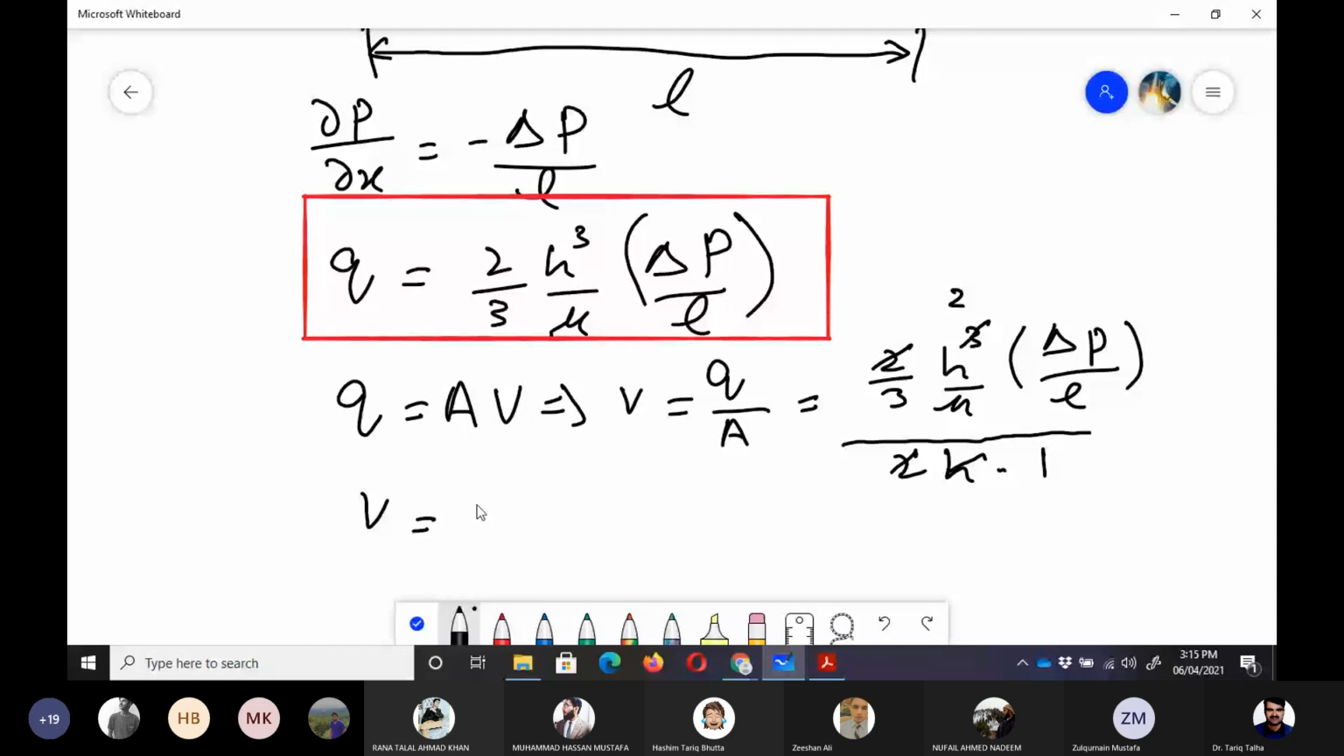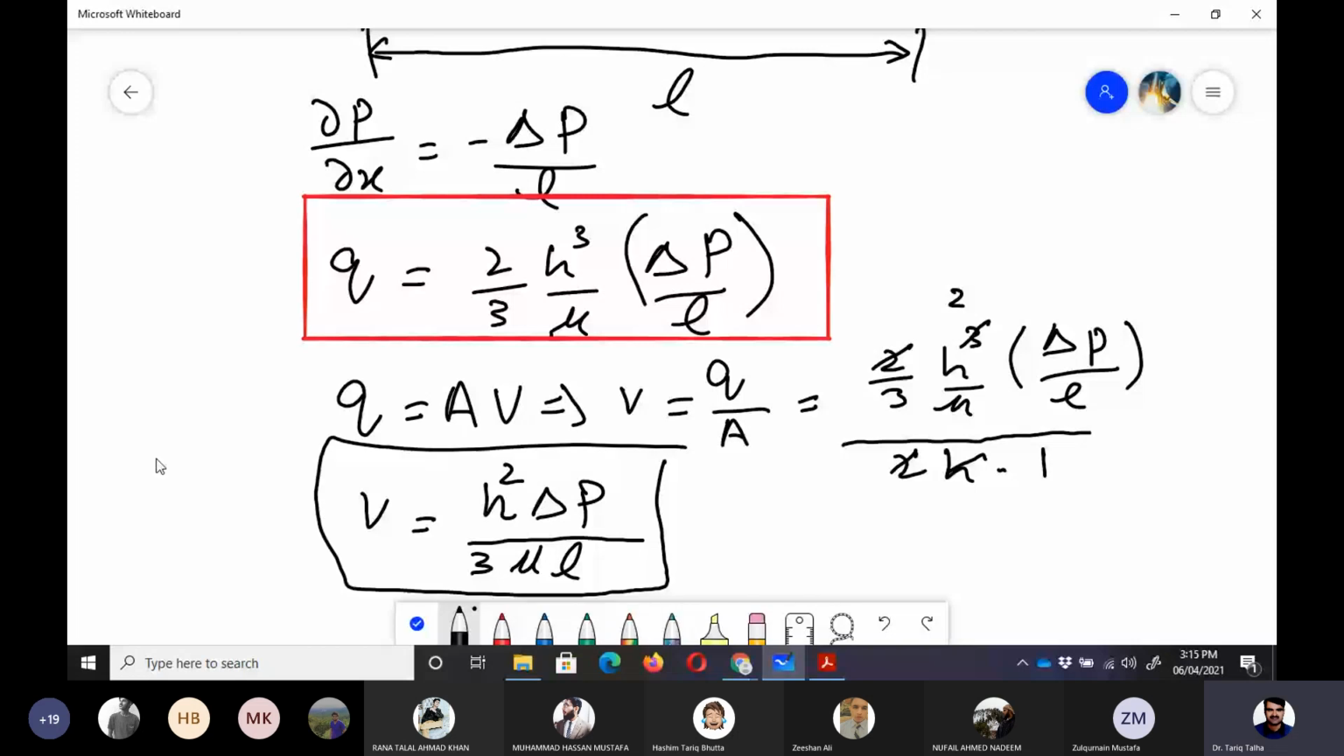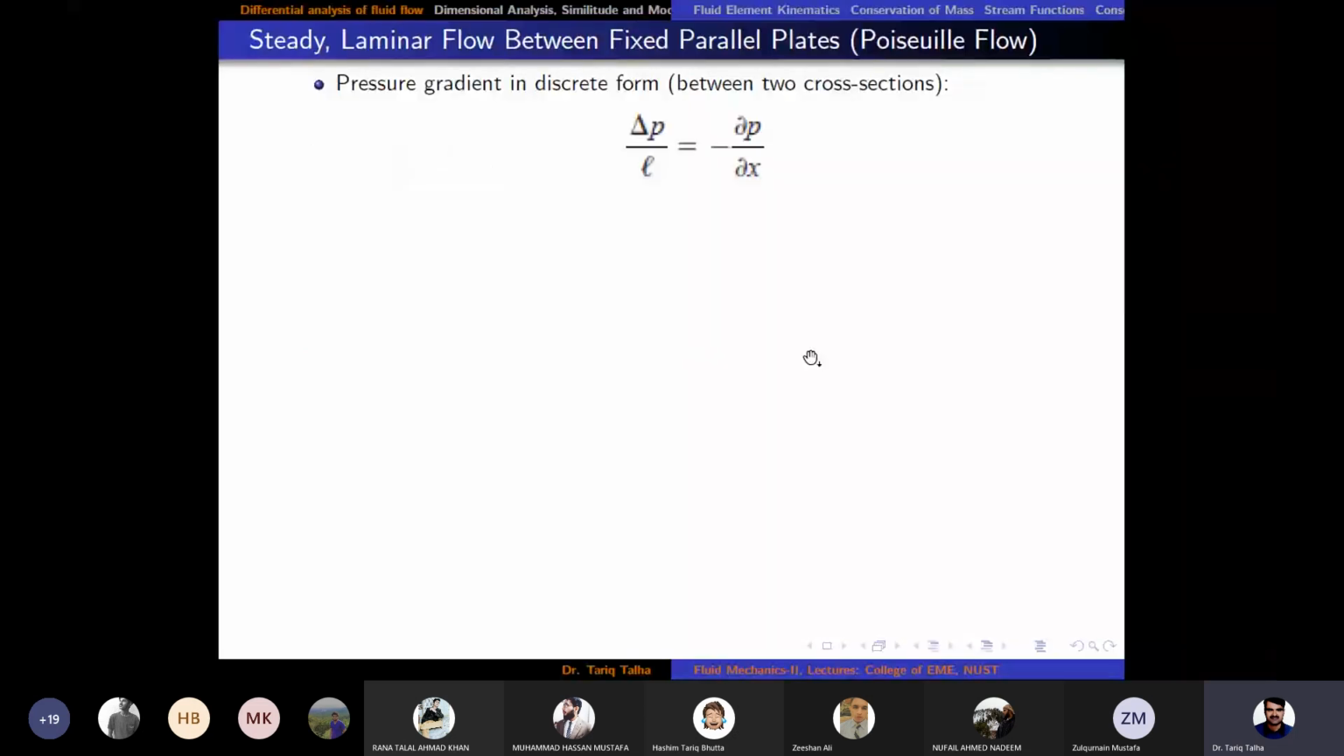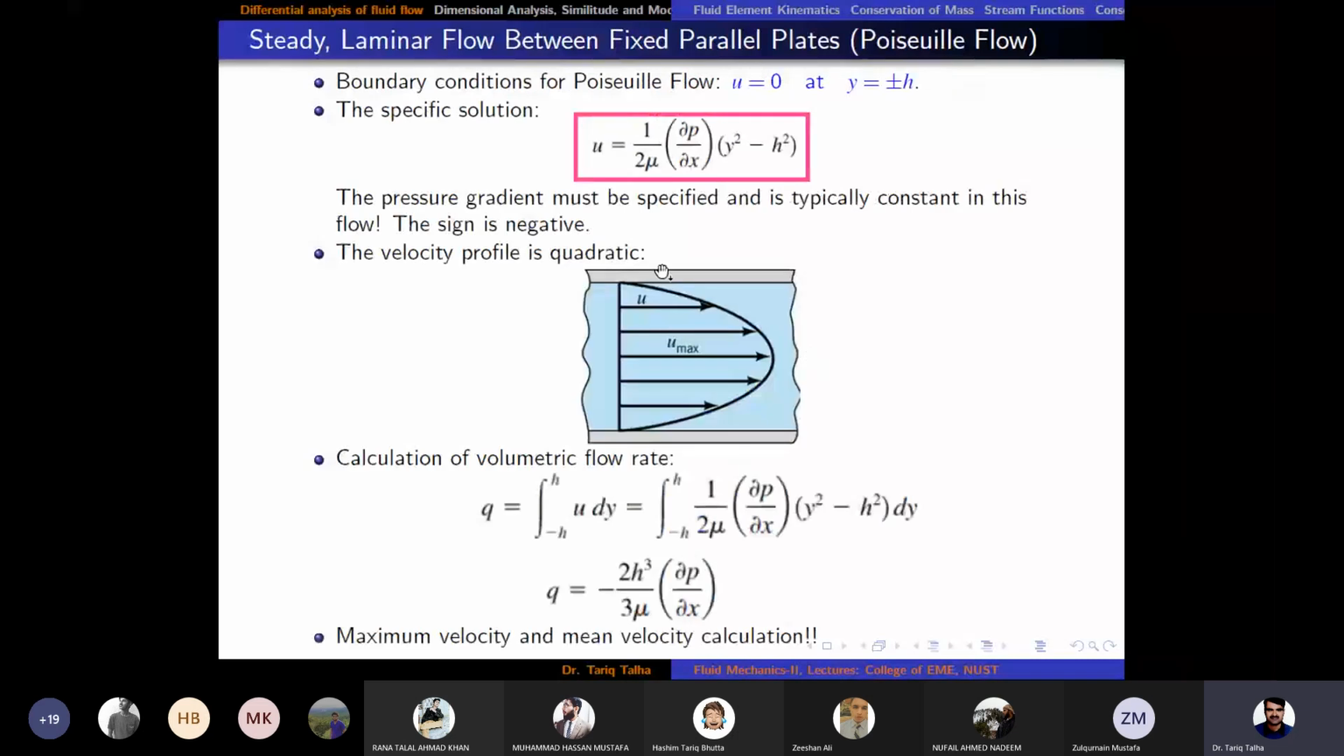So V is equal to h square delta P divided by 3 mu L. So this is the relation for the mean velocity. Mean velocity, I hope that you know the definition of mean. It is defined as the uniform velocity which would produce the same mass flow rate as the actual profile is doing here.